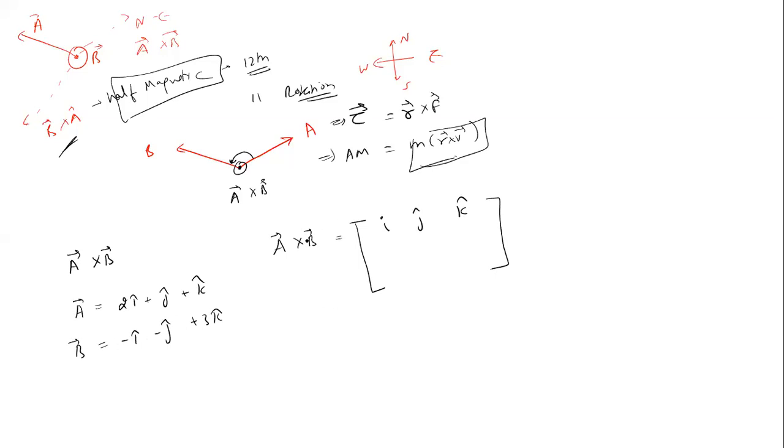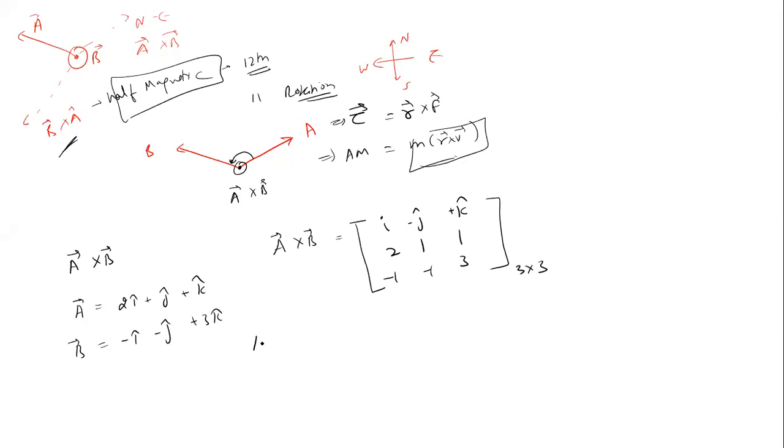Then if you have to find A cross B, you have to first put the values of A. That is 2, 1, 1. Value of B: minus 1 and 3. Okay, that is the matrix method. First of all, you have to fill the matrix. This is a 3 cross 3 matrix. This is plus, this would be minus, this would be again plus. Okay, plus minus plus.